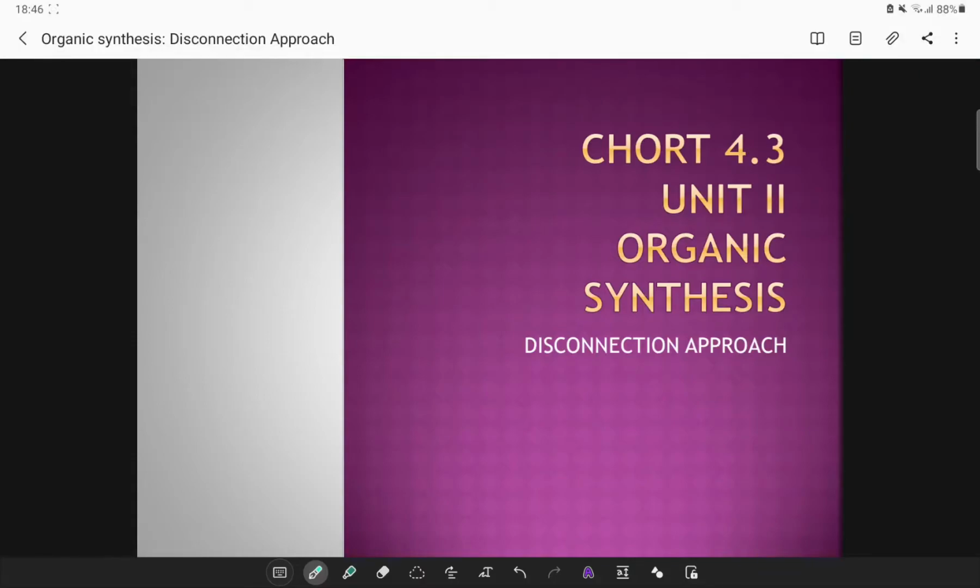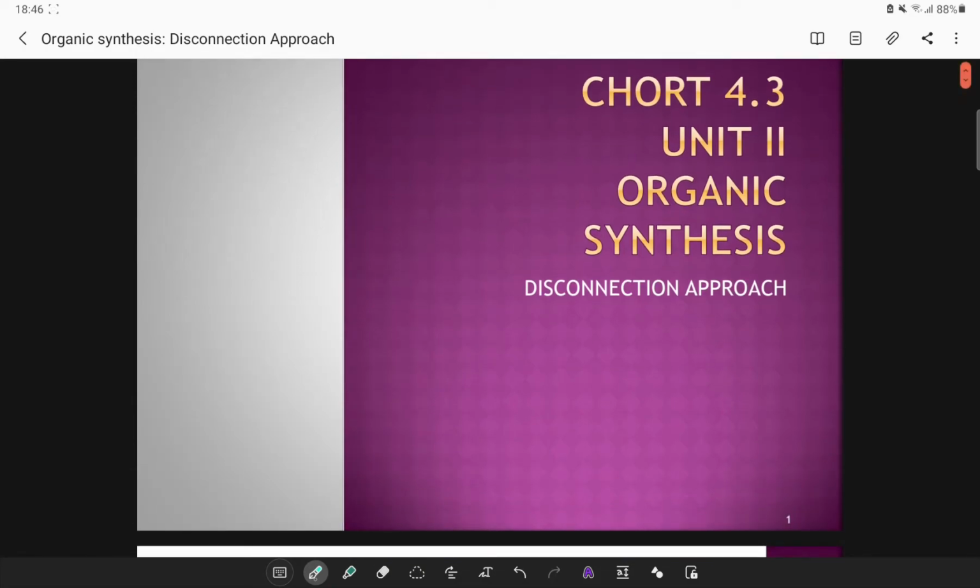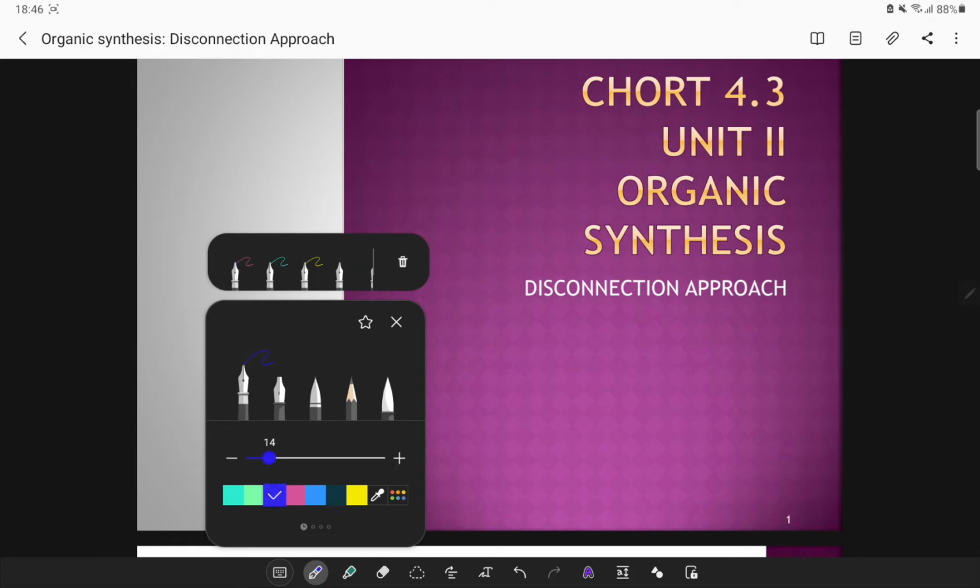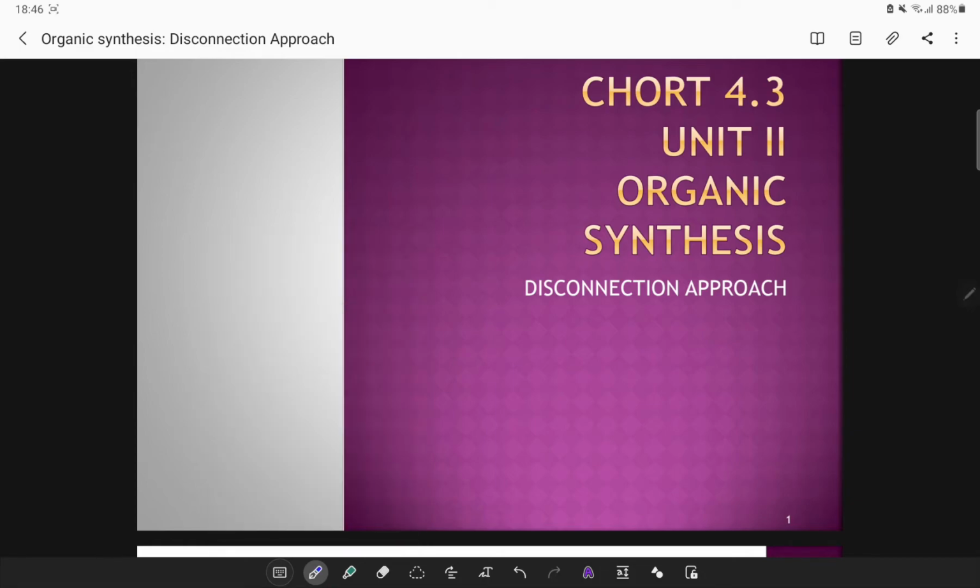Hello everyone. Let us start with the next topic called organic synthesis. This is part of paper CHORT 4.3, unit 2, in which we will be looking at the disconnection approach. We want to understand what this disconnection approach is, and if we have a target molecule given to us, how we can break down the molecule in the best possible way, and further design the synthesis.